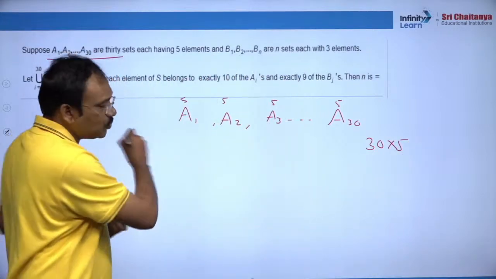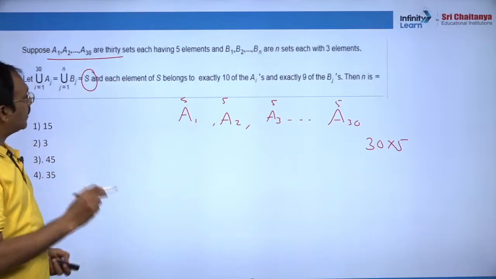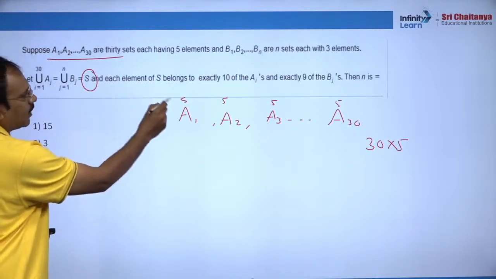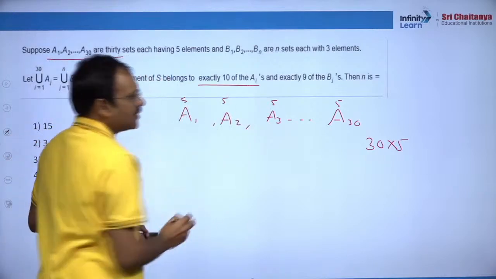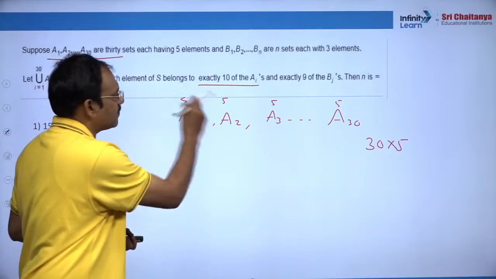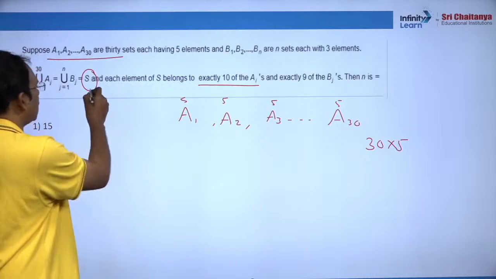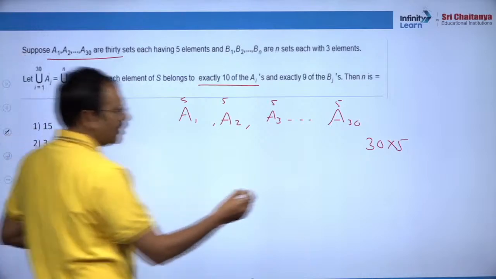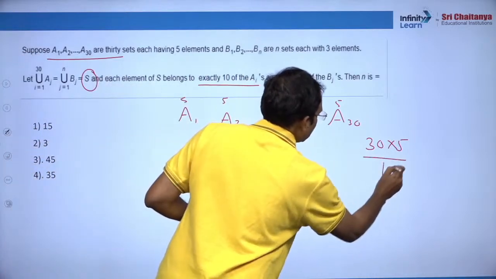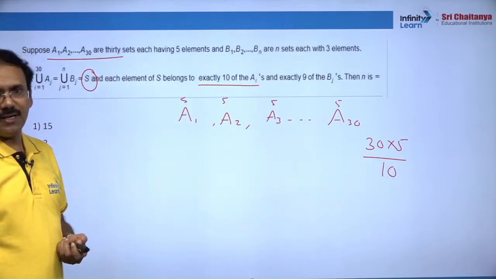But when you take the union of all these, you get a set called S, and each element of S belongs to exactly 10 of the Ai's, meaning out of these 150 elements, each element is present 10 times. That means the number of distinct elements of S is going to be 150 by 10, because each element is repeated 10 times.